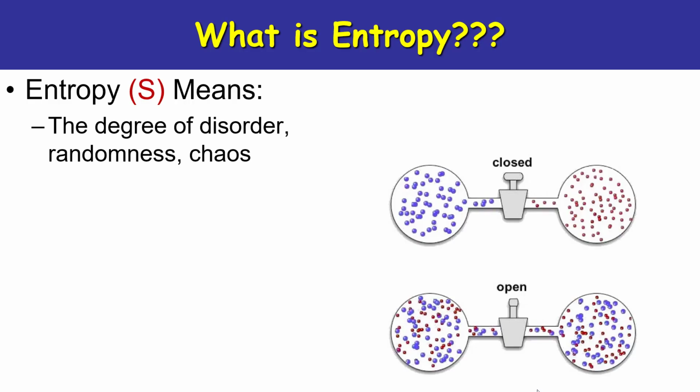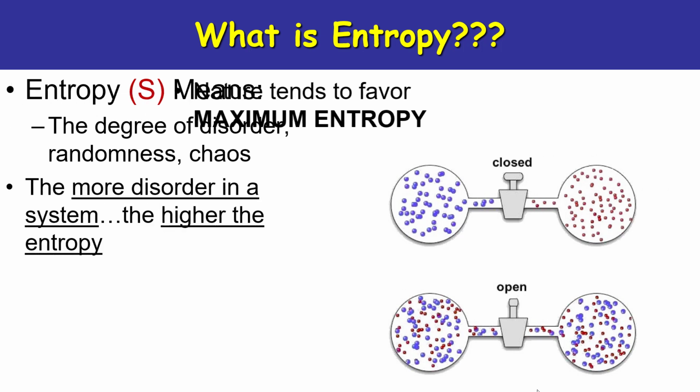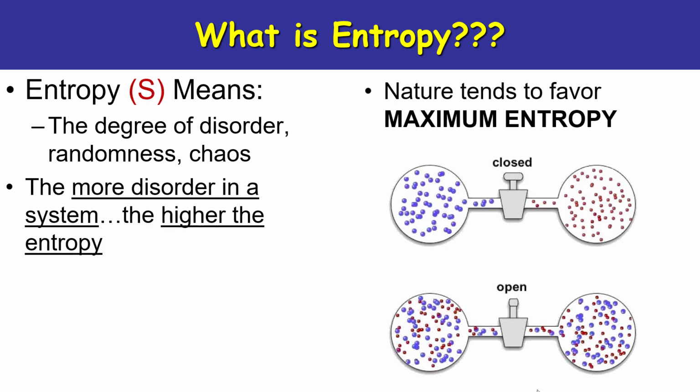So entropy, which is represented by a capital S, means a degree of disorder, or how disorderly a system is. Randomness, chaos, all different ways that people can talk about entropy. The way you can really think of it is, the greater the degree of disorder in a system, the higher the entropy will be.